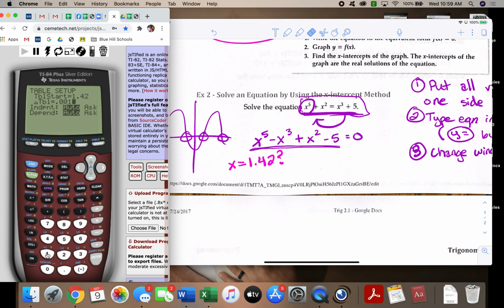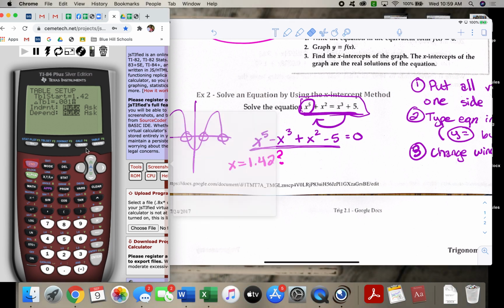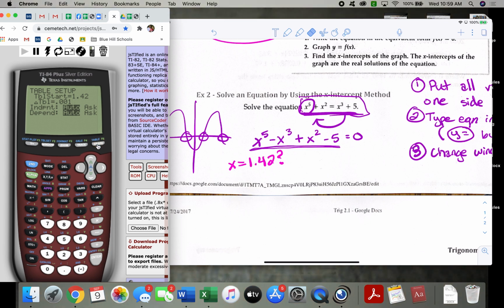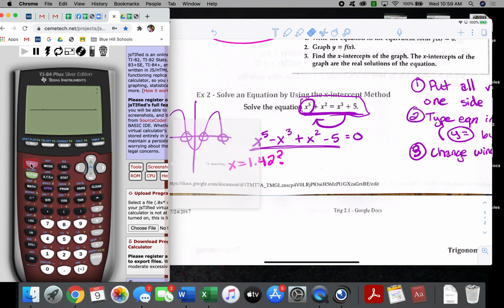So fix those, change those. 1.42 and 0.001 is what you want your change table to be. Good? Yeah. Questions? Do we need to write this down? We will here in a second. Okay. Then we're gonna go second graph. Hit your second graph.